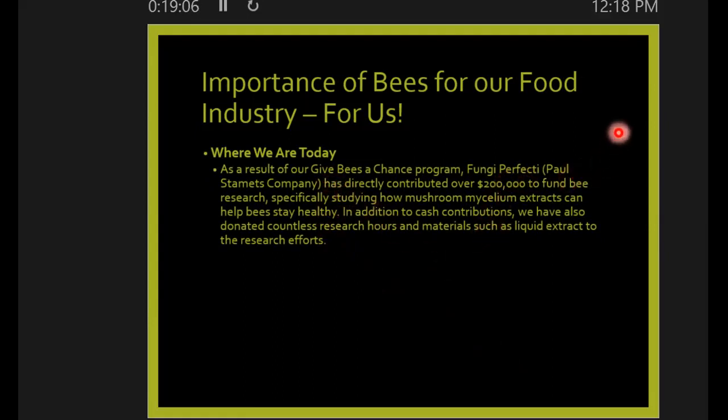Fungi Perfecti is getting involved. And so he's been donating money toward this effort. The reason he's gotten so fired up about it is that some of the fungi he's been working with, he shows can really help the bees. The fungi are like biocontrol agents that are effective against what's attacking the bees. If you want to learn more, I think that YouTube video or address is still viable.